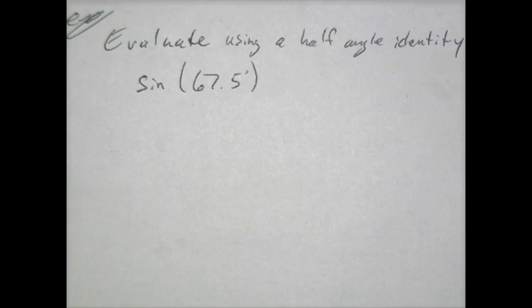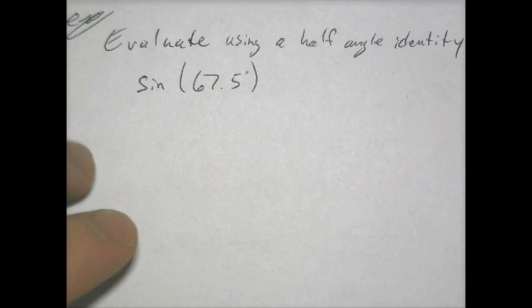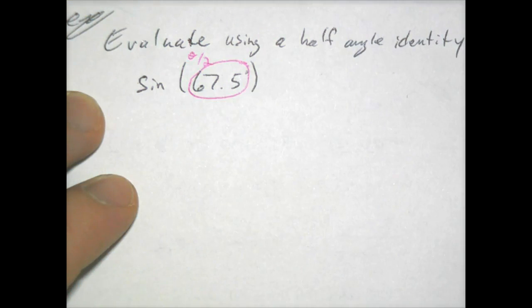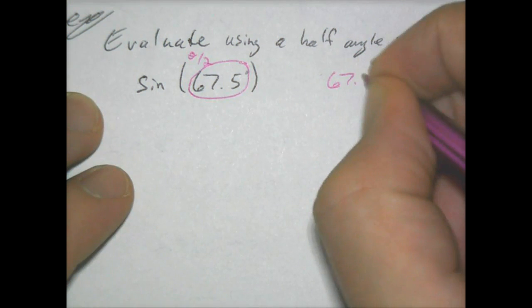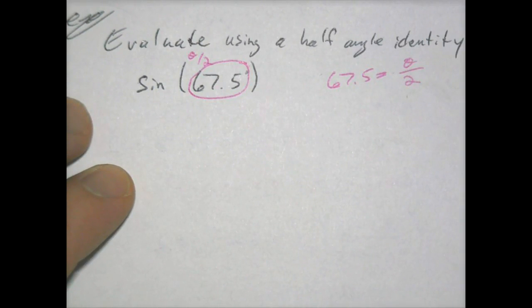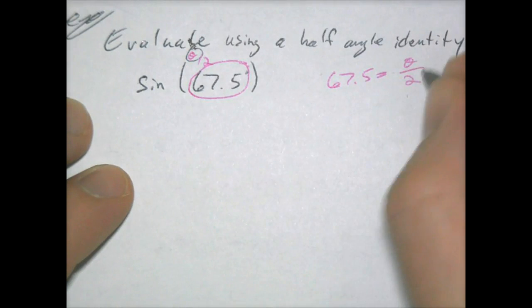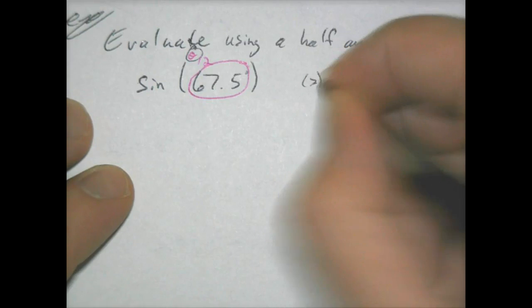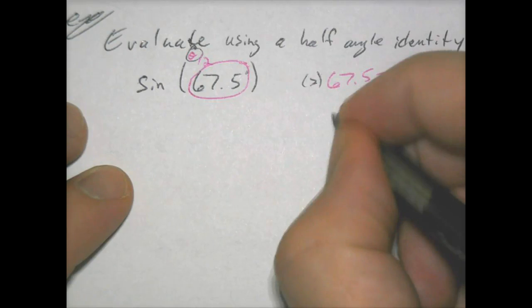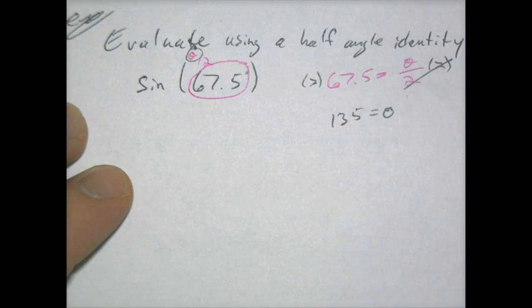You may also see problems like this where it says evaluate using a half-angle identity. Well, notice since it says using a half-angle identity, I want this angle in here to be some angle divided by 2. Well, it's easy to set up. If this needs to be 67.5, some angle divided by 2, that's easy to solve, and I can figure out that that angle up here has to be multiplied by 2 times 2. What is that? 120 plus 15, so 135. 135 equals theta.